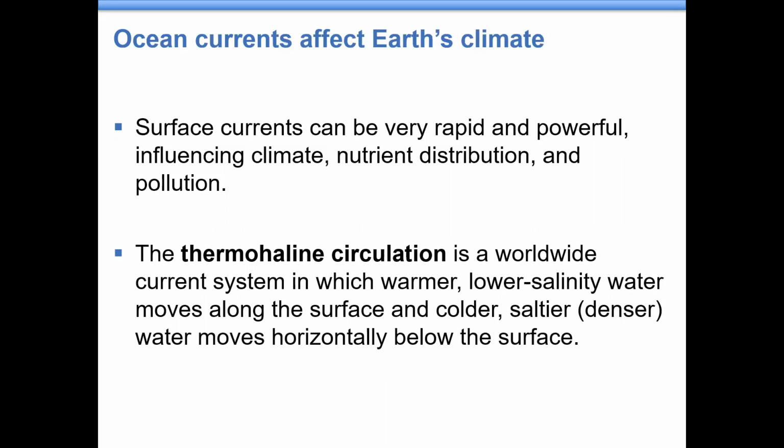So we tend to have warmer, lower salinity water up near the top, near the surface. That tends to be the water that's moving quickest. And then we have deeper, denser, saltier, colder water further down.